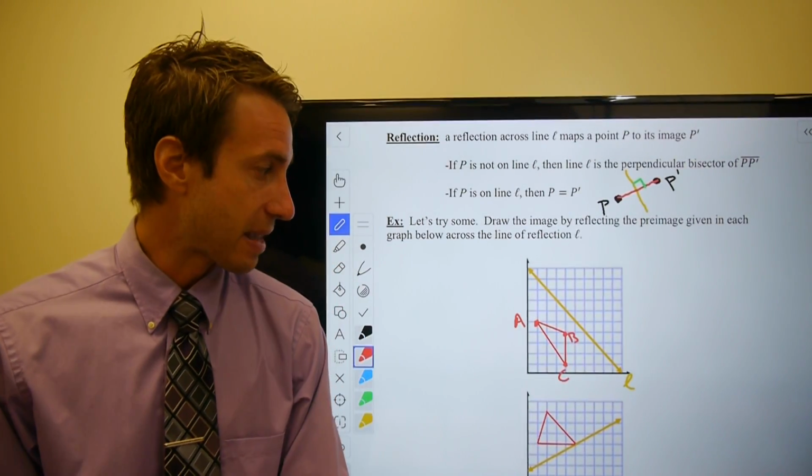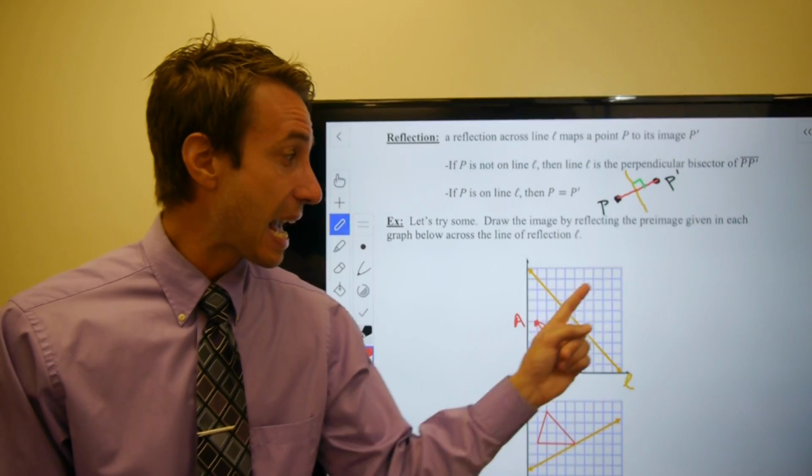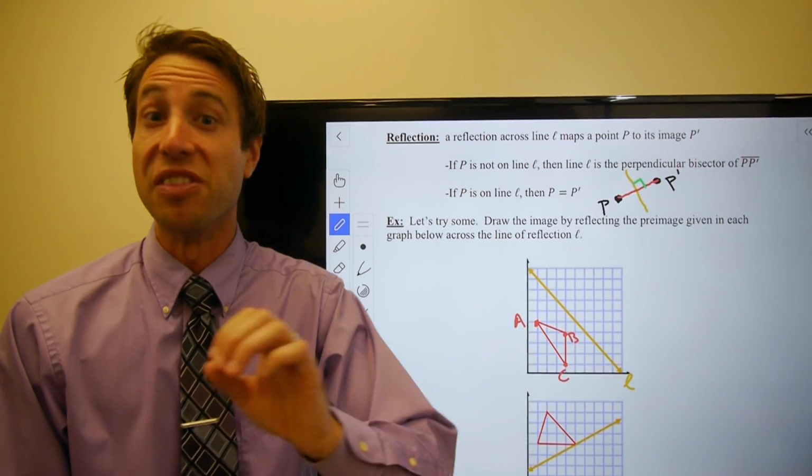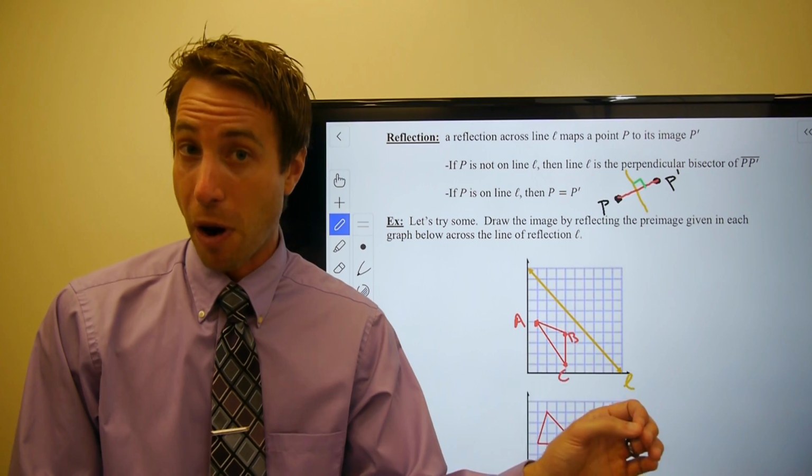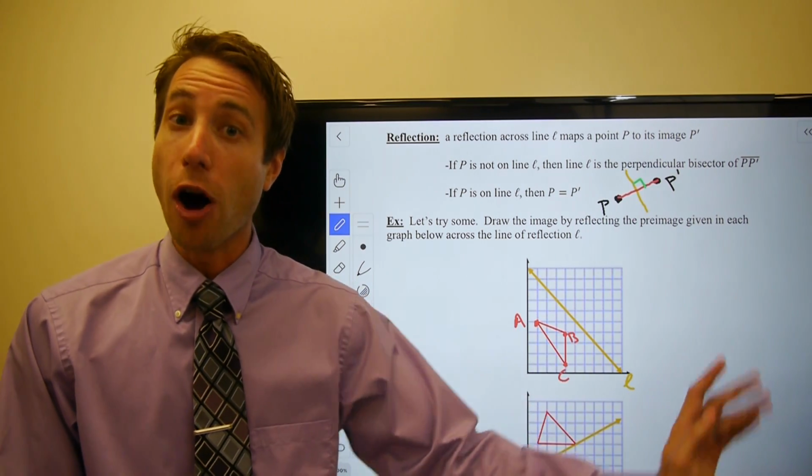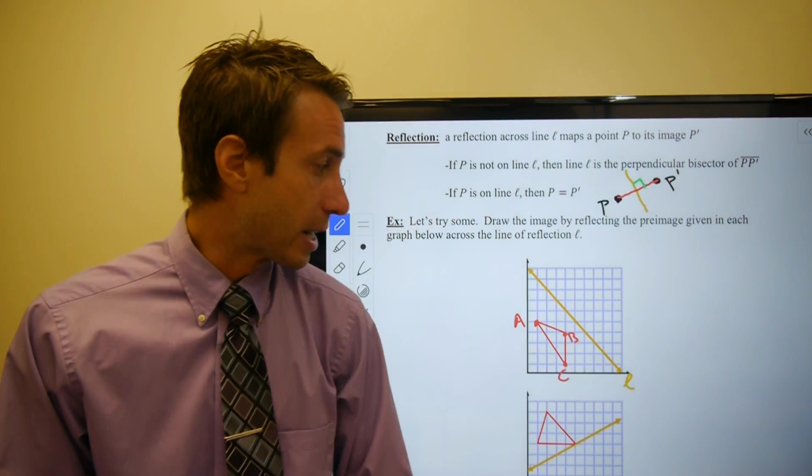I'll show you what I mean by that in a second, because I need to get A prime, B prime, and C prime the same distance from that line of reflection on the other side. All right, so here we go.